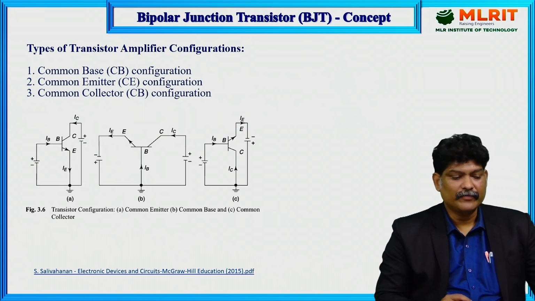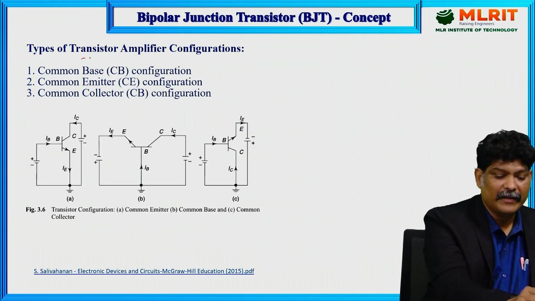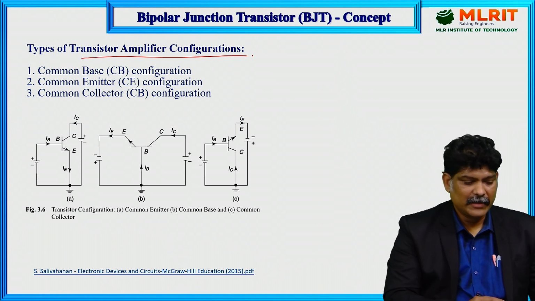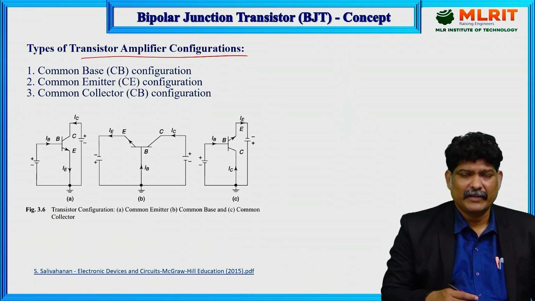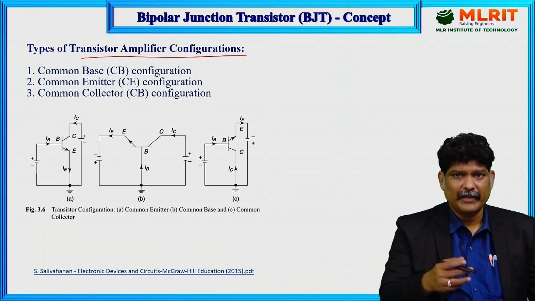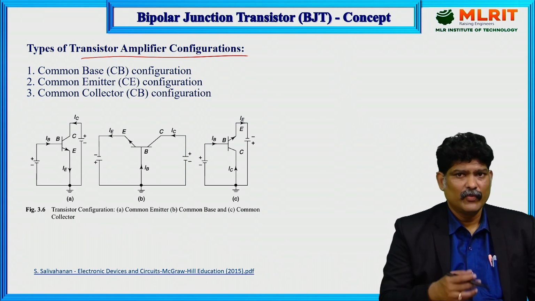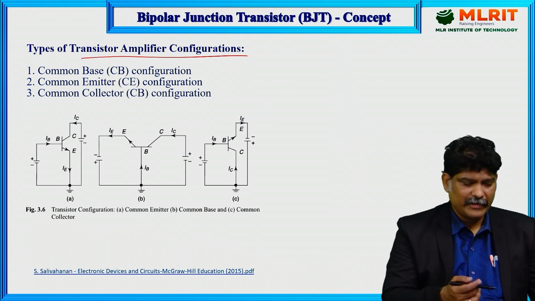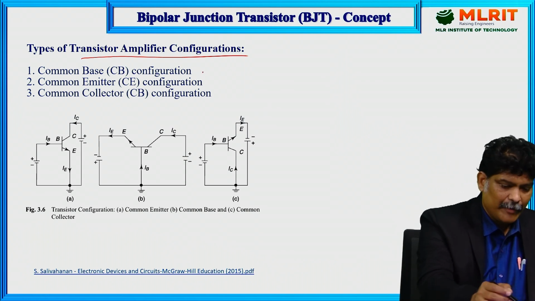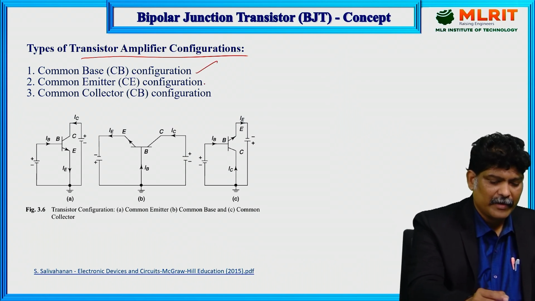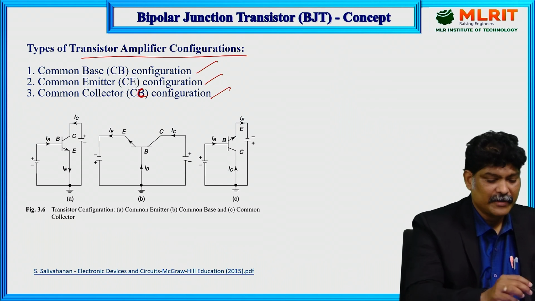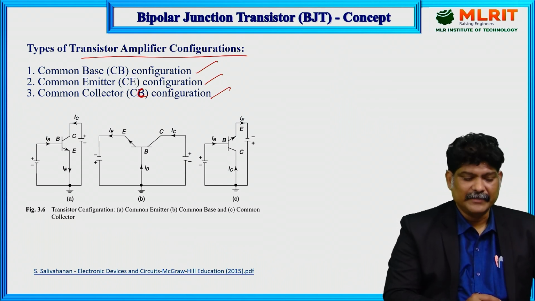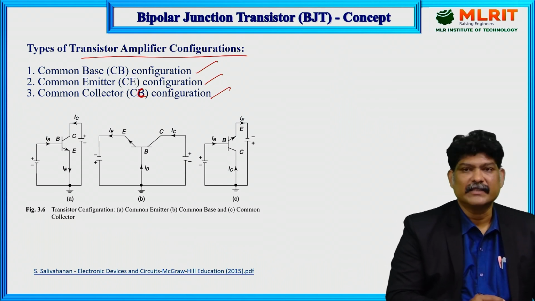Now, types of transistor amplifier configurations. There are 3 configurations, because a transistor is a 3-terminal device. It has 3 terminals: emitter, base, collector. Therefore we can configure this transistor in 3 different ways: common base configuration, common emitter configuration, and common collector configuration. Sorry, that was a printing mistake on the slide. Common collector: CB, CE, CC.